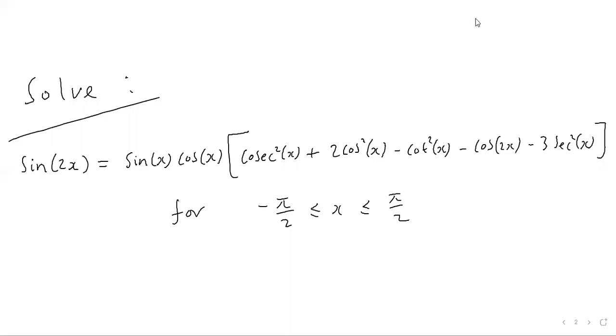Hello, so in today's video, we're going to solve this equation. It looks horrible. We've got this trig equation and we want to solve it between x being minus pi over 2 up to pi over 2. In your A-level exams, I highly doubt you're going to get something this ridiculous.